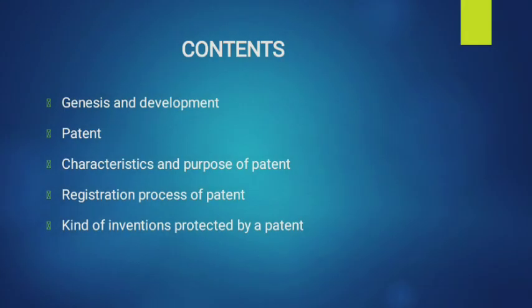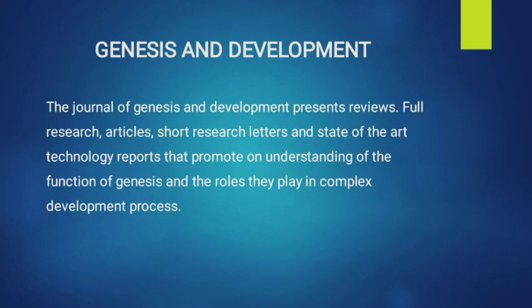Today I am going to cover the topics Genesis and Development, Patent, Characteristics and Purpose of Patent, Registration Process of Patent and Kinds of Inventions Protected by a Patent. Let's understand what is Genesis and Development. The Journal of Genesis and Development presents reviews, full research articles, short research letters, and state of the art technology reports that promote an understanding of the function of Genesis and the role they play in complex development process. Genesis is the origin or mode of formulation of something.